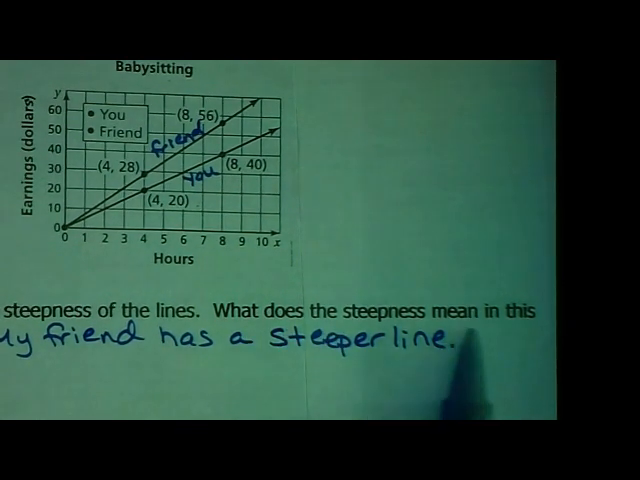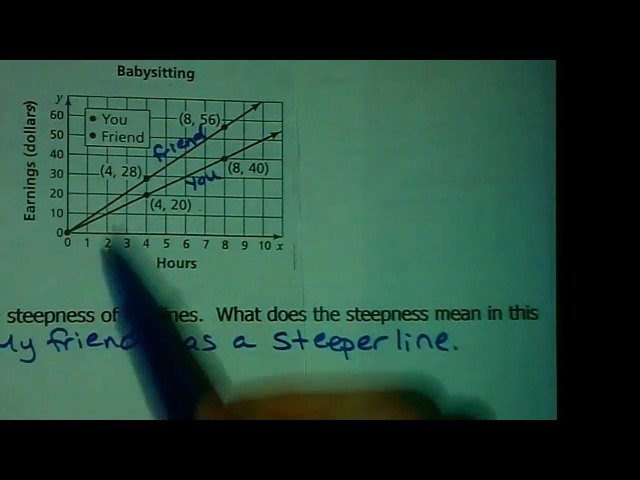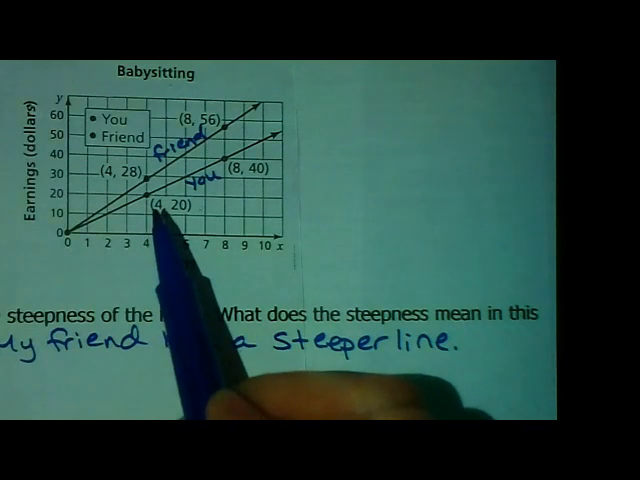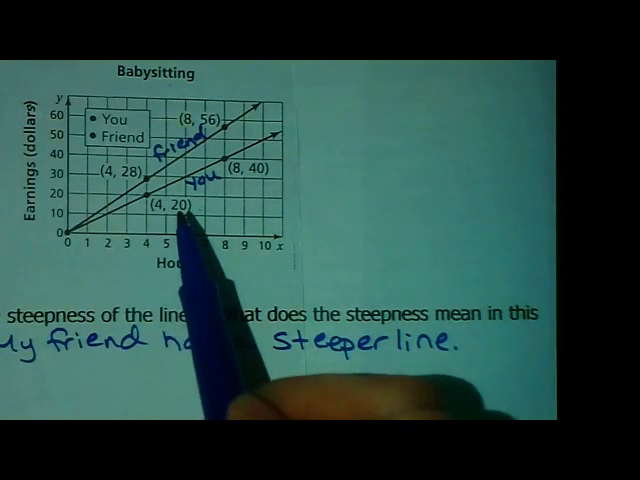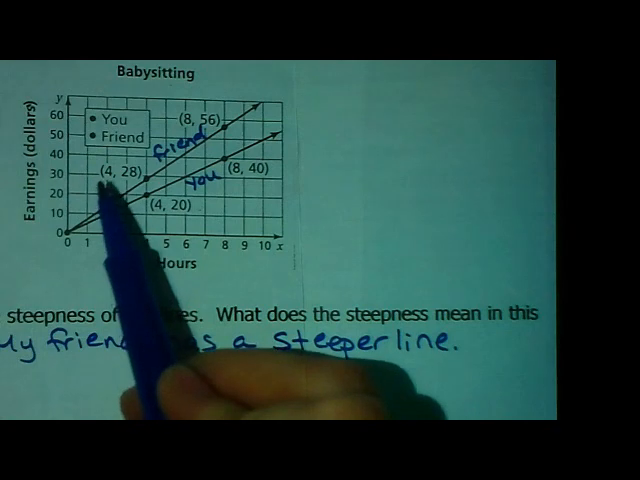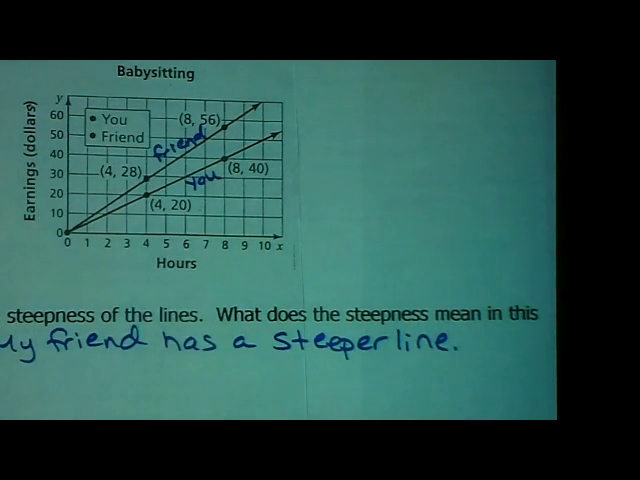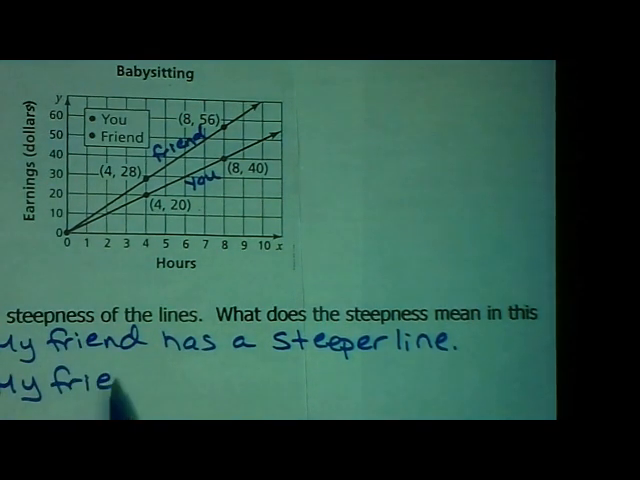What does this steepness mean in this particular problem? Well, if you look, compare these 2 points right here. For 4 hours of babysitting, you're earning $20. For 4 hours of babysitting, your friend is earning $28. In this particular case, the steepness of the line indicates that your friend is making more money per hour, which means she has a higher rate of pay.